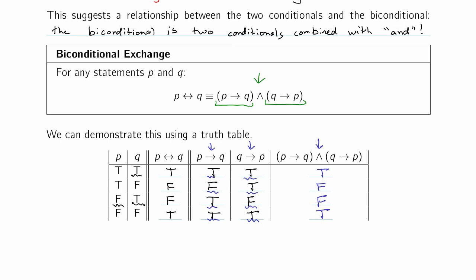And we see that that actually did work. Our if and only if column and our column for anding the two conditionals together, those really, really are equivalent. And again, that equivalence has a name. It's called biconditional exchange. We're exchanging our biconditional for the two conditionals, or exchanging our two conditionals for the biconditional.